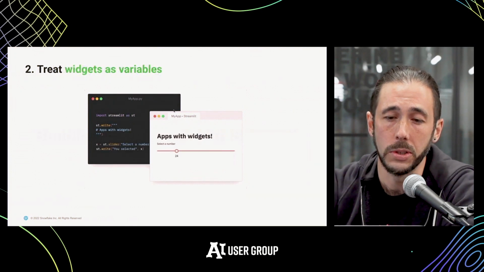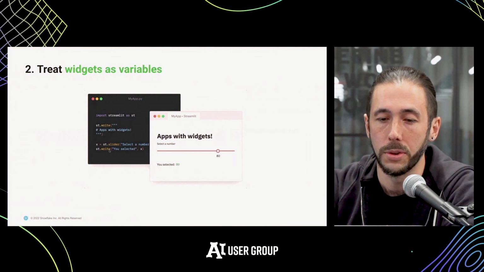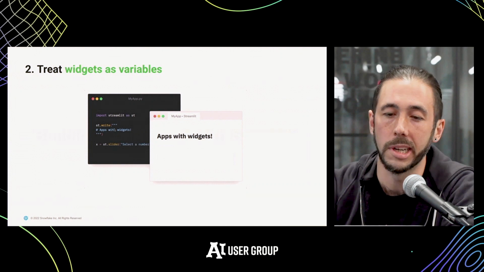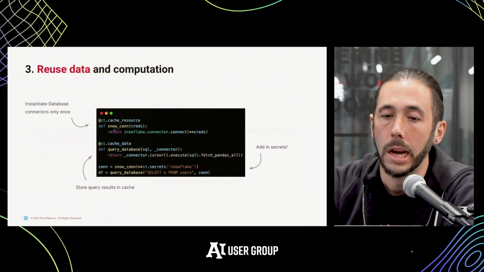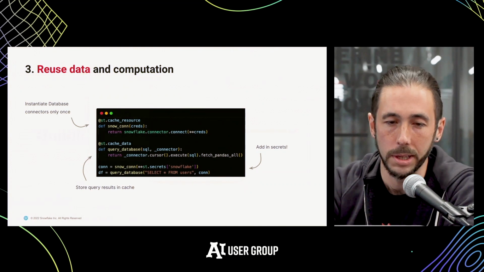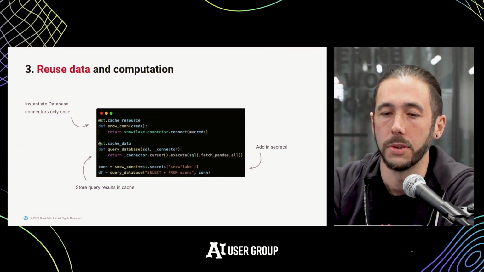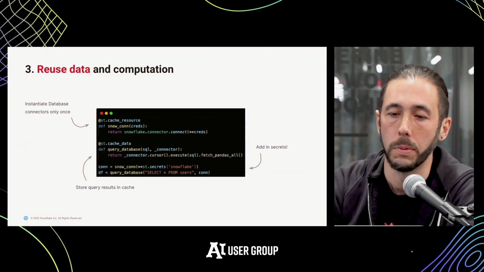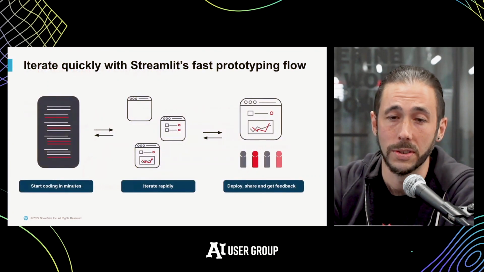Treating widgets as variables. So you can see the example here where you've got a slider and it's just returning a variable that you can then interact with, do other kinds of calculations, whatever you want. And I'll show some more examples of that in the live coding. But it also allows you to reuse data and computation with caching primitives and something called session state that I'll show, so that you're not having to repeat that computation whenever input changes.